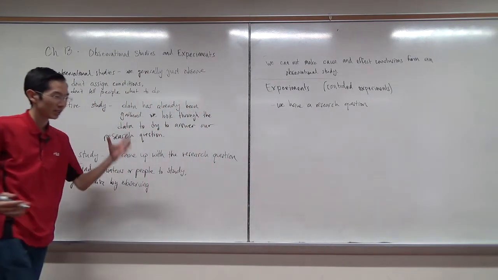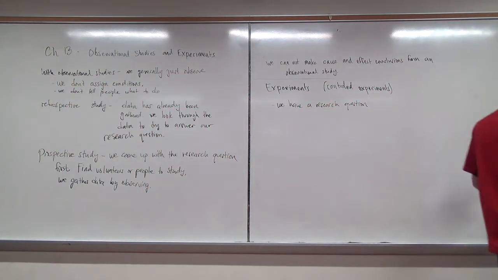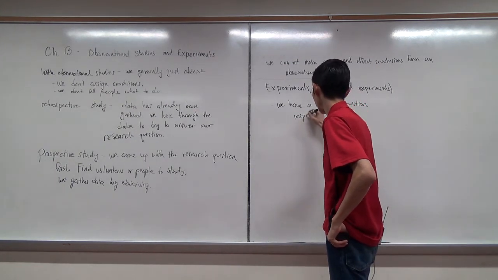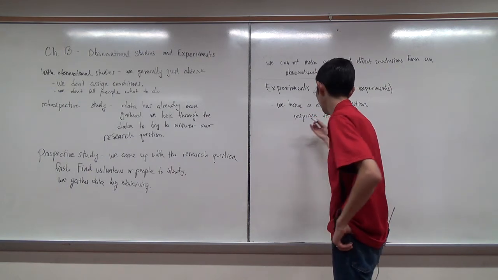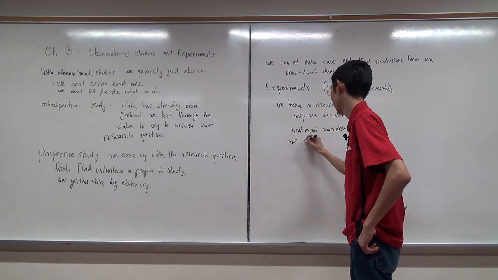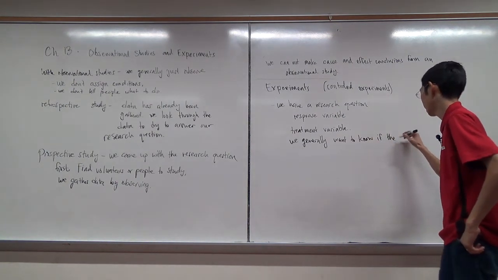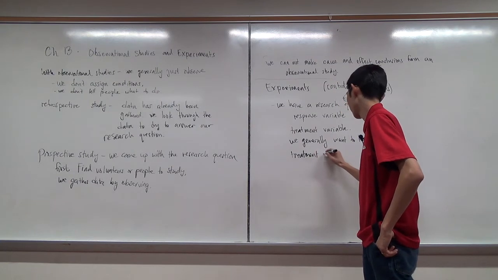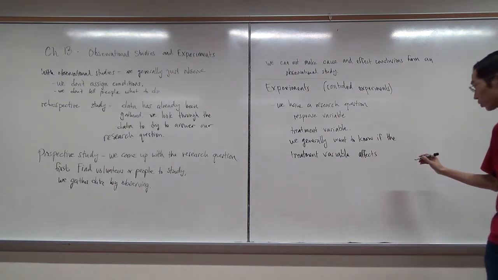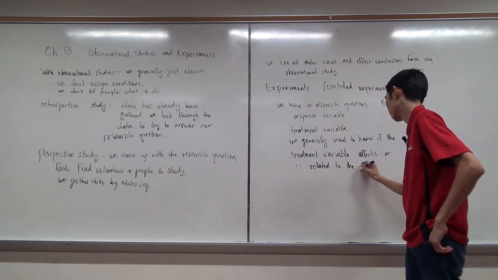Usually something along the lines of, does this thing change this other thing? Okay, so we have a response variable, and we want to know what things might have an effect on the response variable. And then we have treatment variables. And we generally want to know if the treatment variable affects, so this would be a cause and effect relationship, or is connected to, or is related to the response variable.